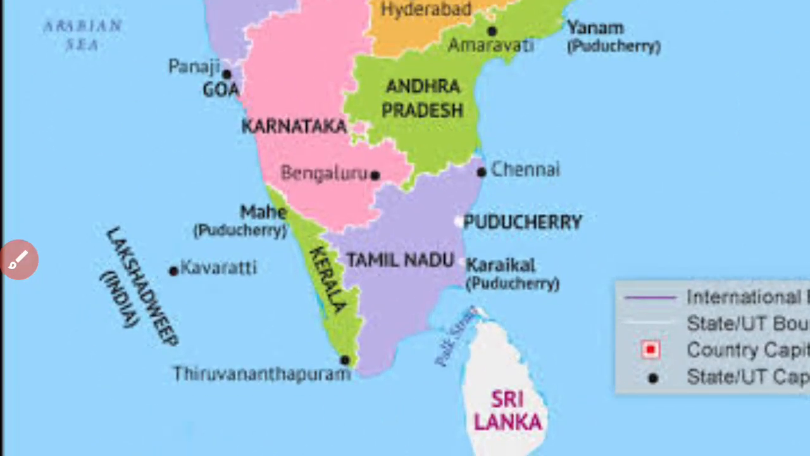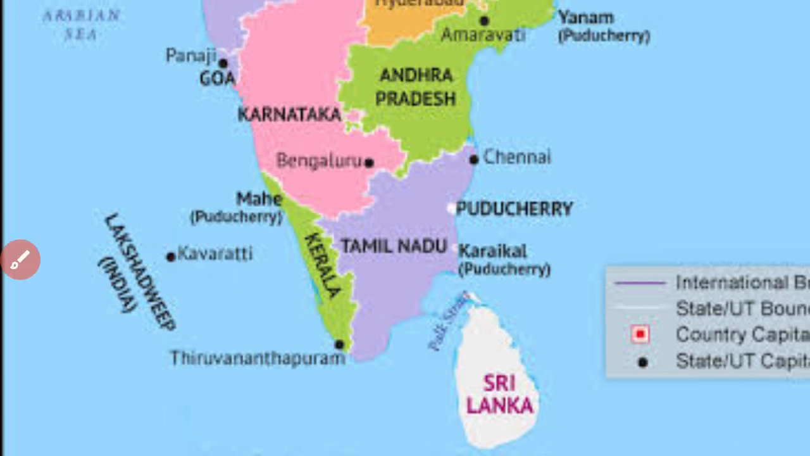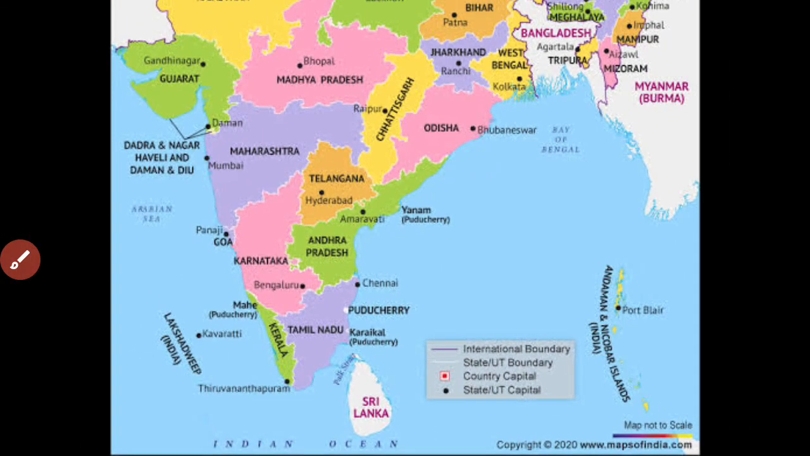The next union territory is the Lakshadweep Islands. Lakshadweep is also a group of islands and its capital is Kavaratti. This is Kavaratti, it has been written here also. So this is Lakshadweep.